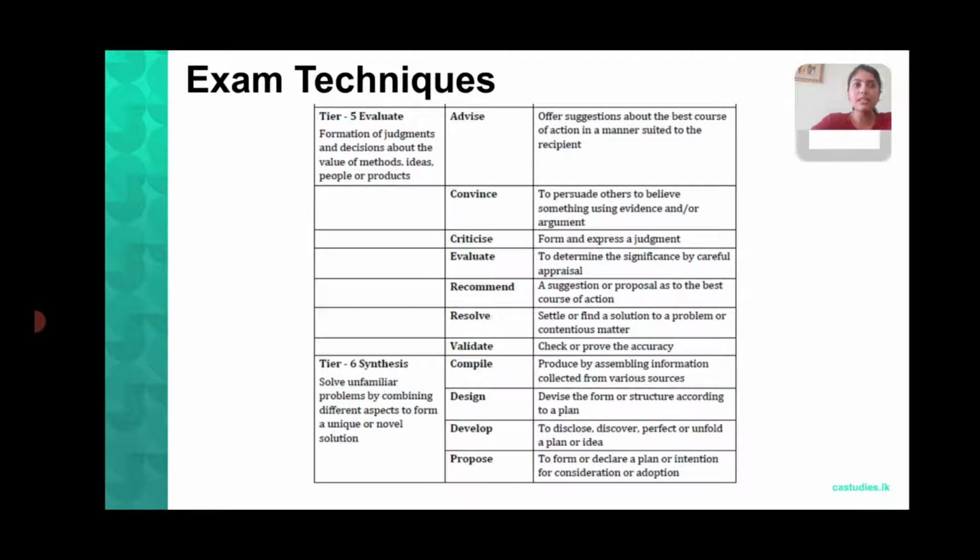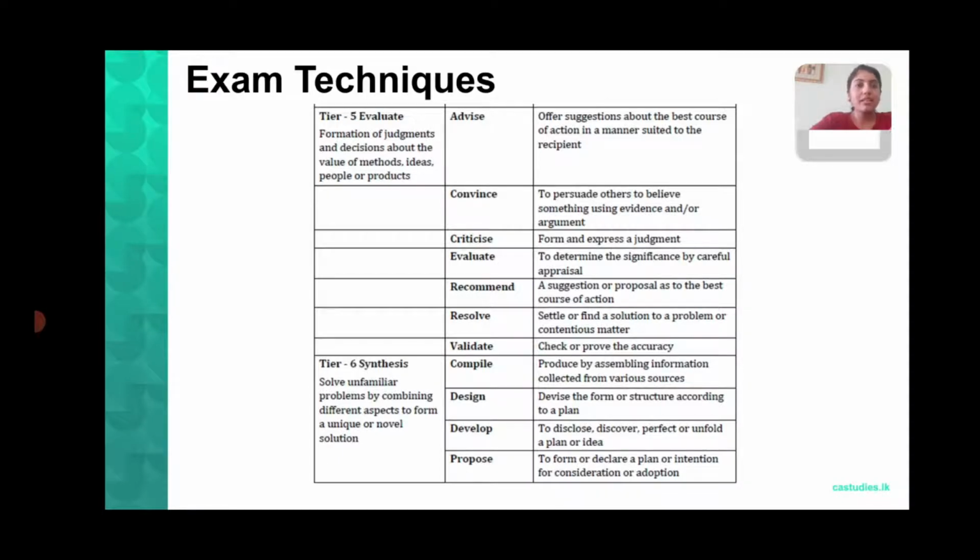Evaluate is you should determine the significance by careful appraisal. So the significance of a particular area you must identify and provide the pros and cons of it and highlight how important that concept is. Then you have recommend. Recommend is you suggest an action suitable to the scenario. Resolve means you find a solution to the problem. Validate means you have to prove the accuracy.